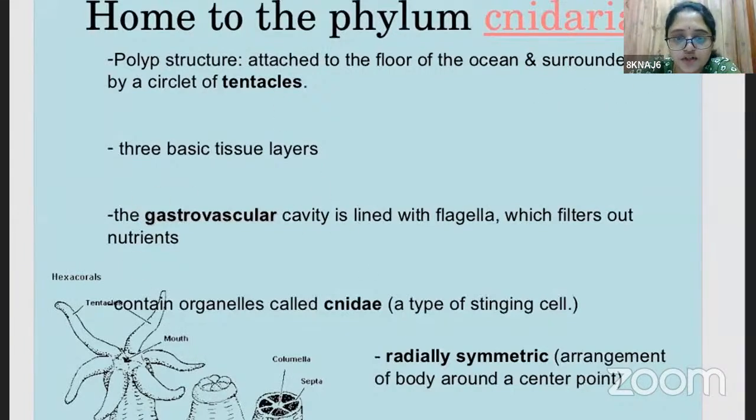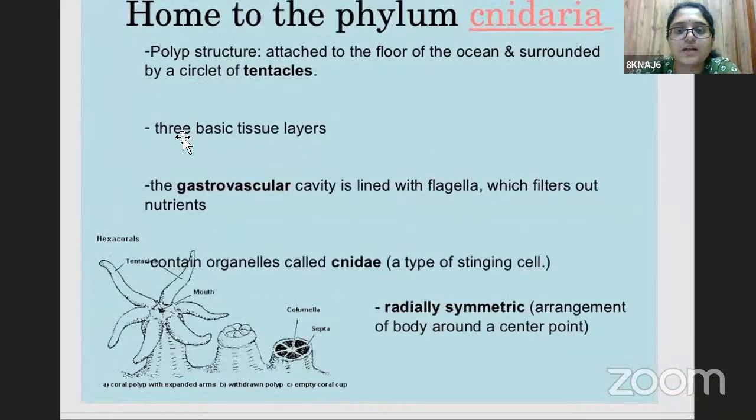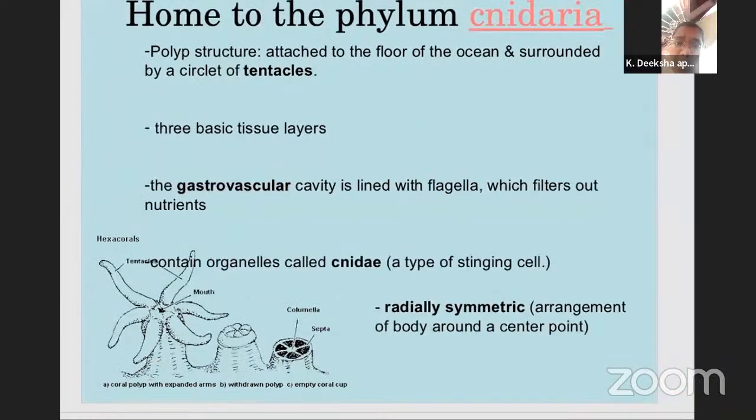So again, the polyp structure has been given over here for you. You can see that this is attached to the.